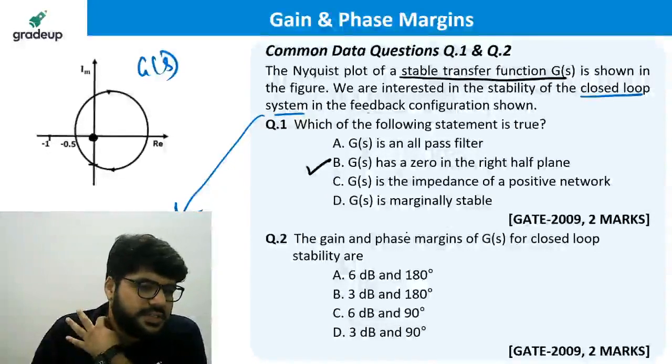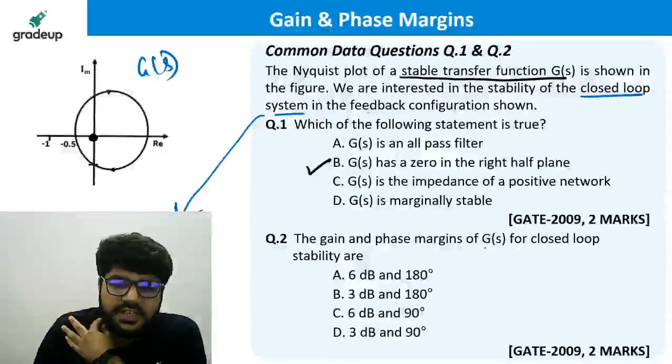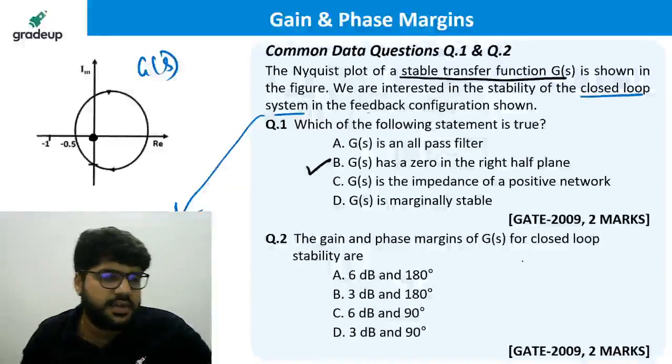The gain and phase margin of G(s) for closed loop stability.